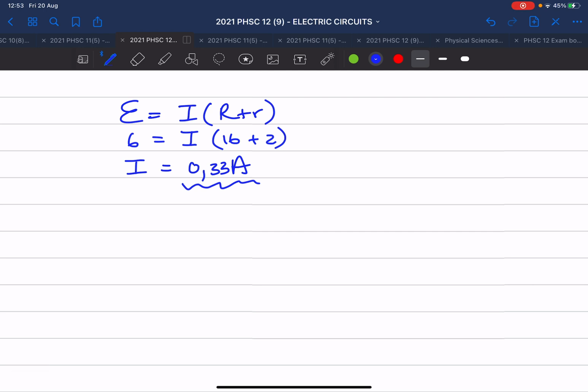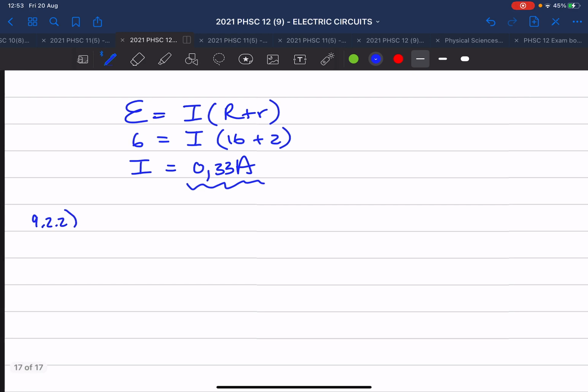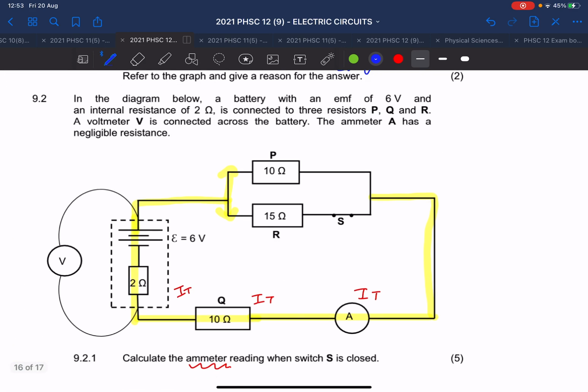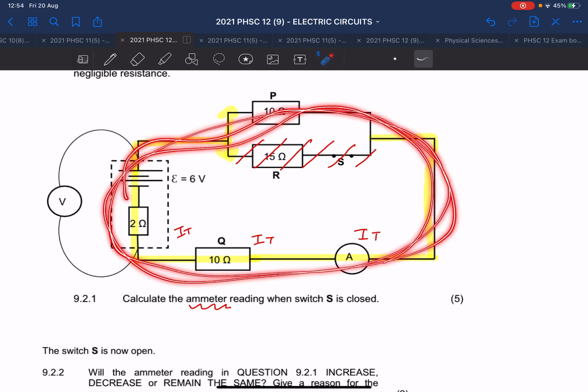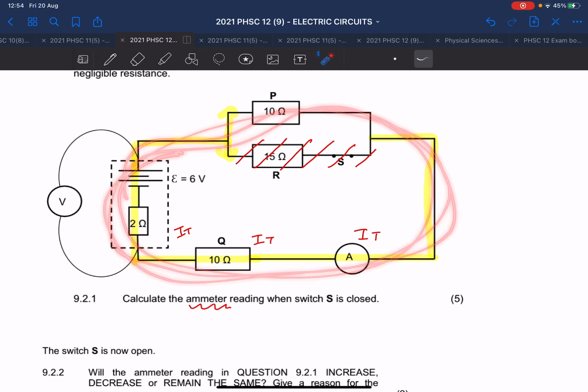Okay, now this is the second most important question. They say now, you open the switch. What does that switch do? It eliminates this whole branch. So how does our circuit change? It now becomes a series circuit.